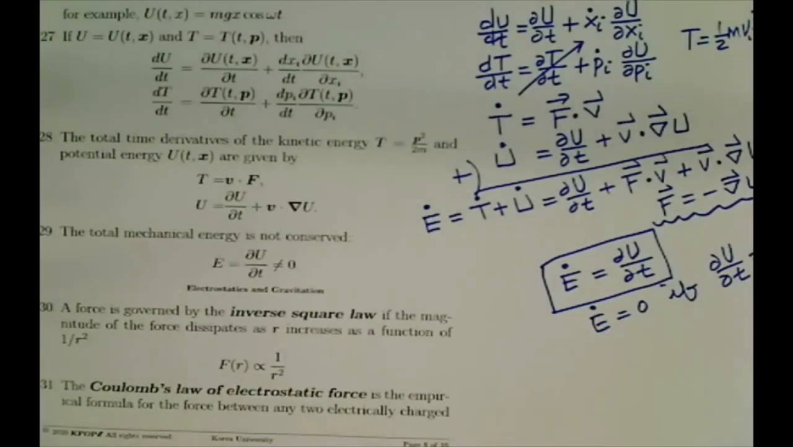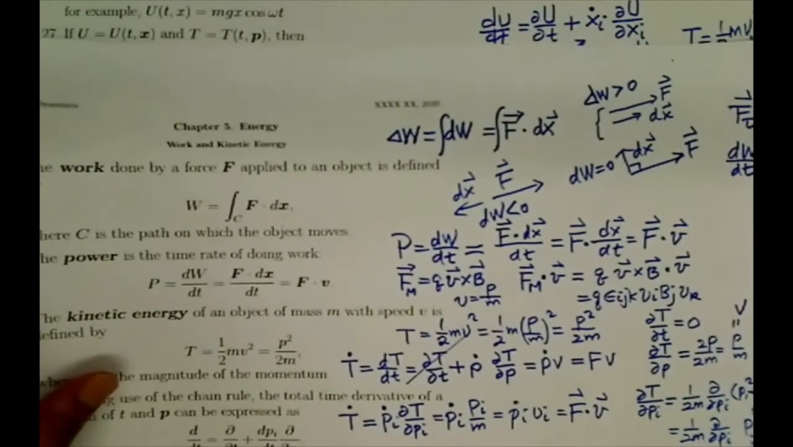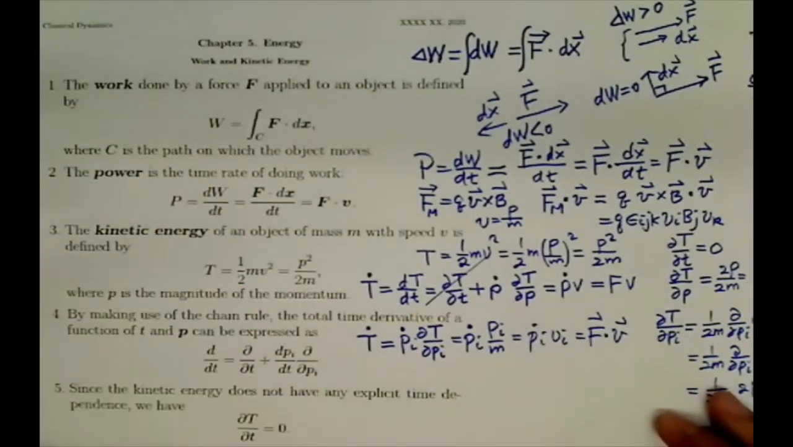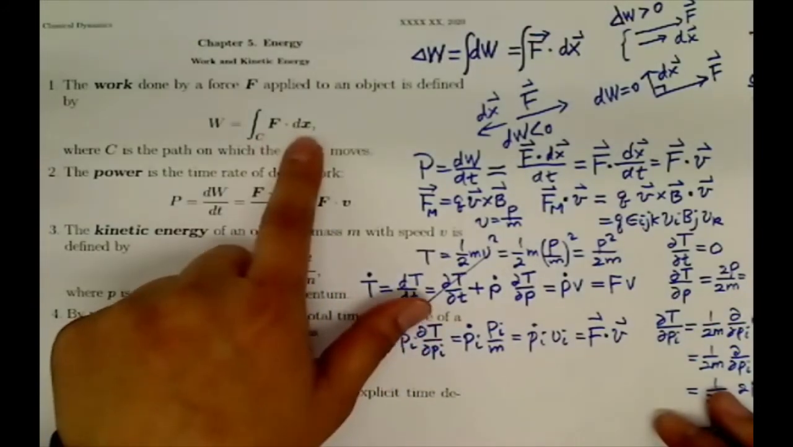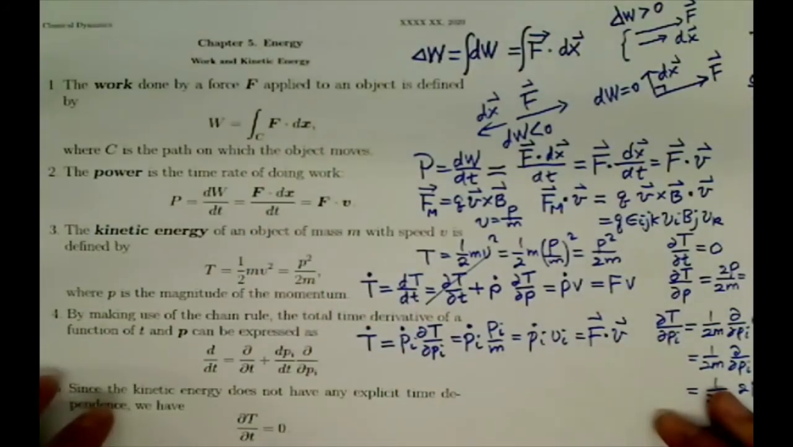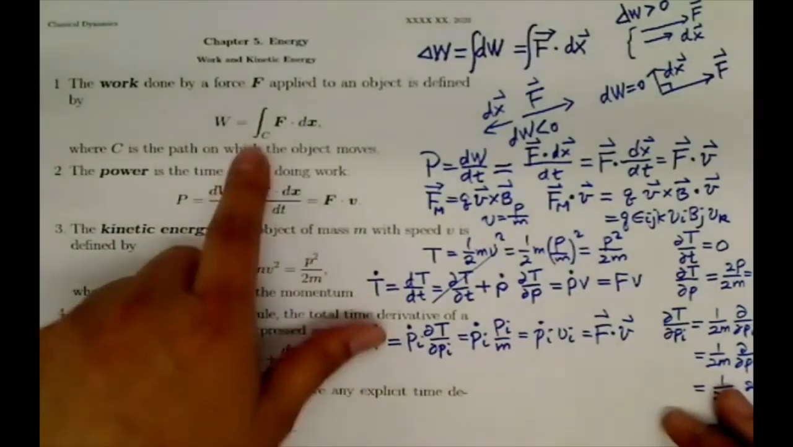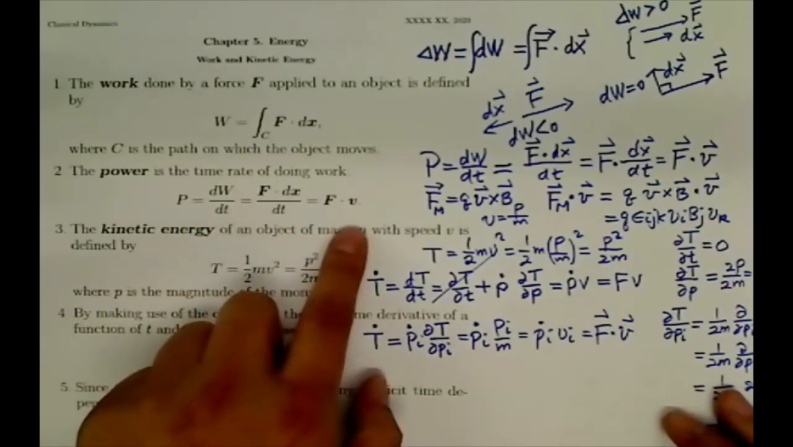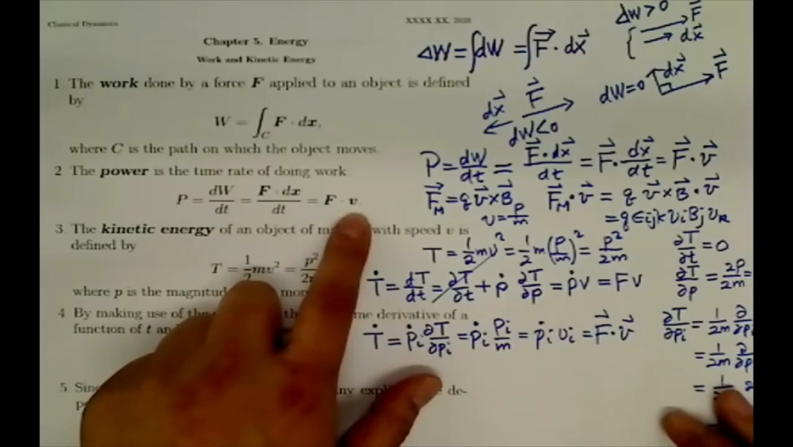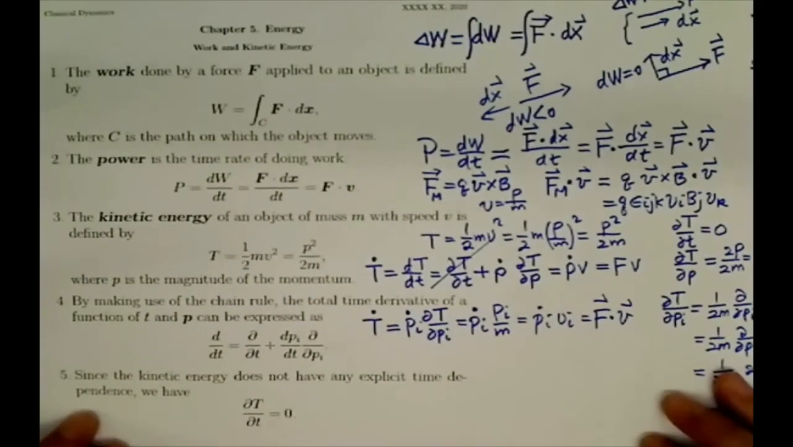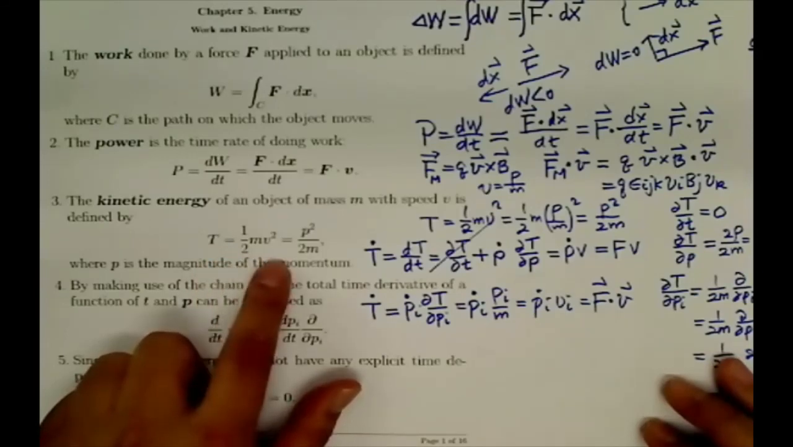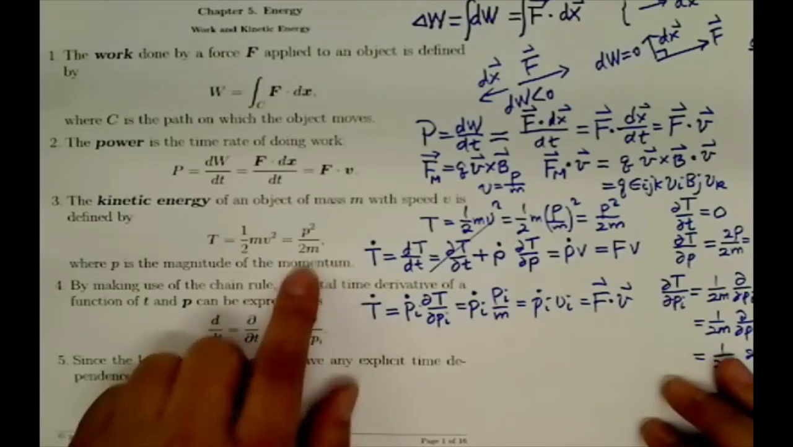So let's review what we have done this day. We began with the definition of work. Work is force, scalar product with the force and displacement integrated. From this, time rate of work was defined to be the power, and power was a scalar product of force and velocity. Kinetic energy, non-relativistic kinetic energy of a particle was defined to be 1/2 mv squared, that is p squared over 2m.